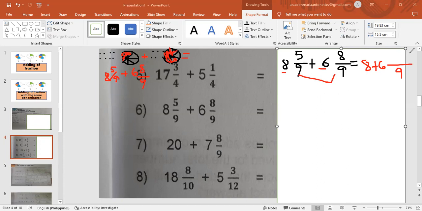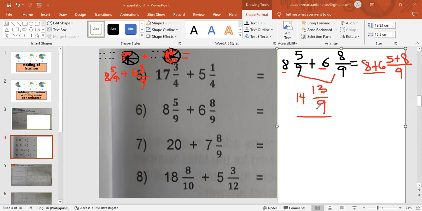What's the next one? The next one is 5 plus 8. Okay, so we have to add this one and that one. So 8 plus 6 is 14. And then 5 plus 8, that is 13 over 9. So, class, are we done?